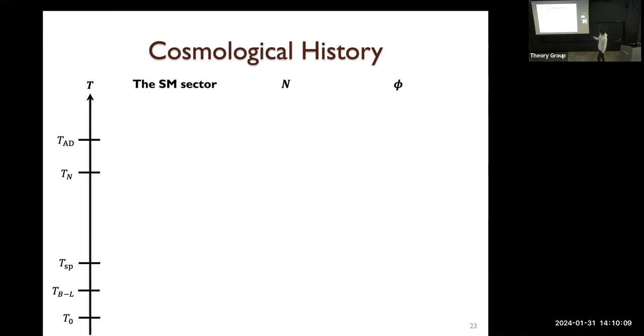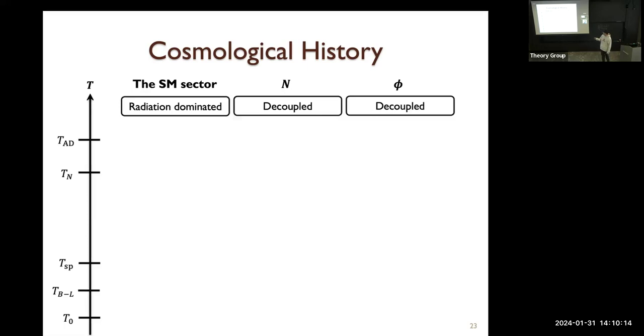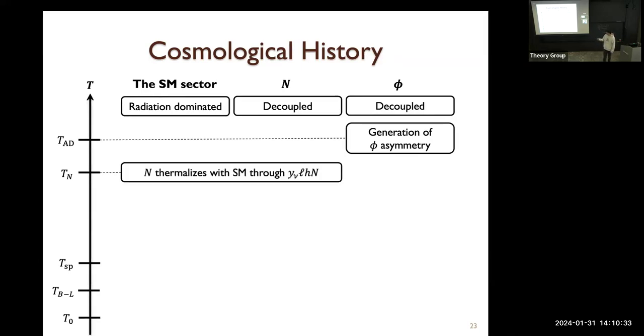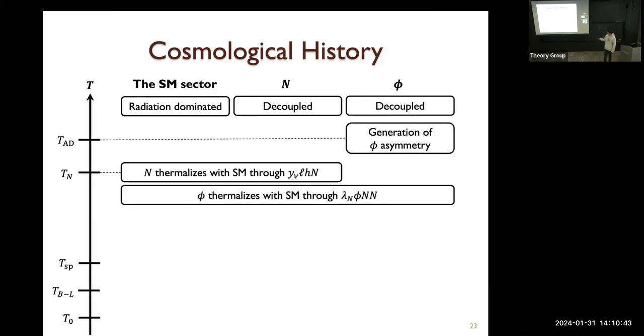For the standard model sector, right-handed neutrino N and our AD field: at very high temperature, the standard model sector is thermalized and there's radiation domination, and N and phi are still decoupled thermally. And at T_AD, there's an AD mechanism and there's a generation of phi asymmetry. And later, the temperature drops to T_N, where N thermalizes with the standard model through this term. And as soon as N thermalizes with the standard model, then phi also thermalizes with the standard model through this phi and N.